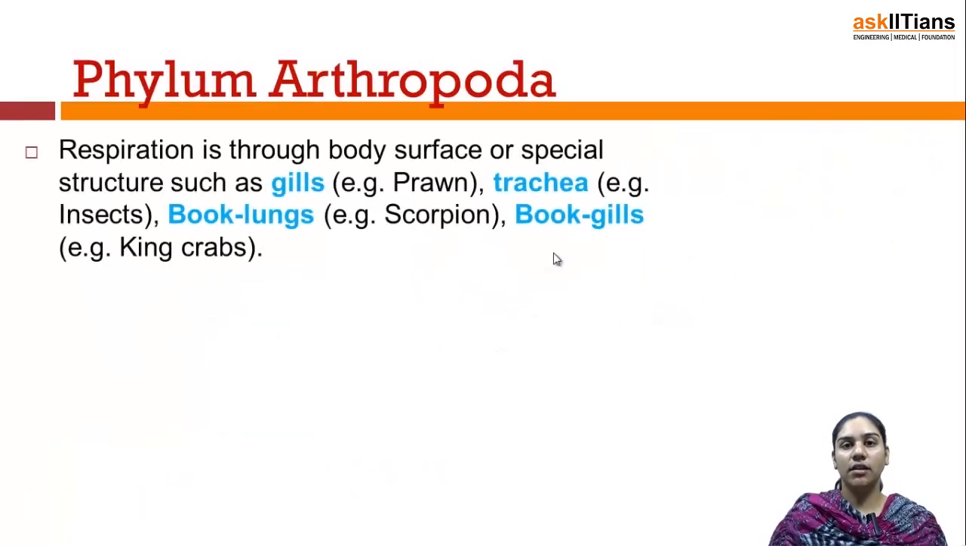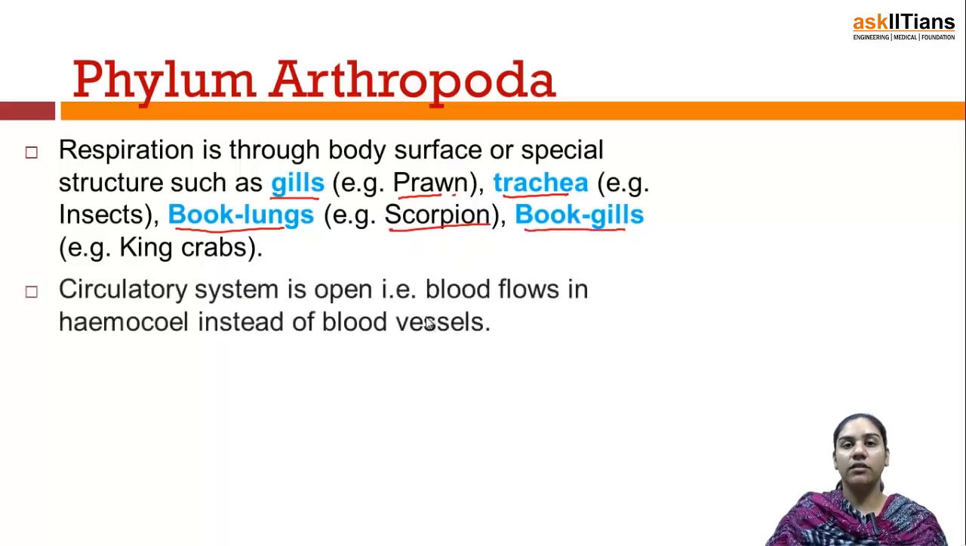The respiration in the insects is through the body surface, and there are specialized structures also, like gills present in the prawns, trachea that are present in some insects, book lungs present in the scorpion, and book gills present in the king crabs. The circulatory system is open, that means the blood does not flow through well-developed blood vessels, it flows into the hemocoel, that is the body cavity.